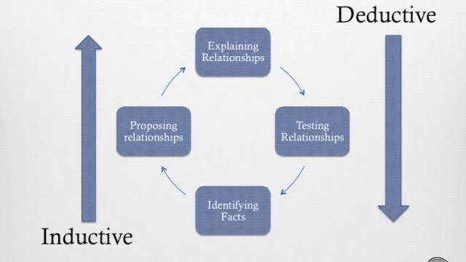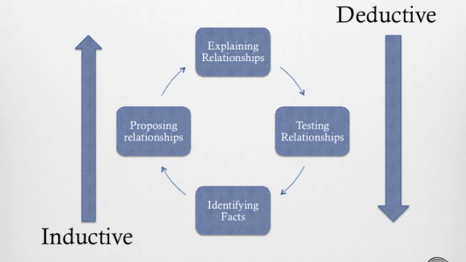And we're largely using an inductive process here. We're saying that we are looking at what we can see and what we can observe, and we're trying to use that information to derive larger theories. In order to do that, you would move clockwise up to the next box, which is to begin to propose some relationships among those facts.